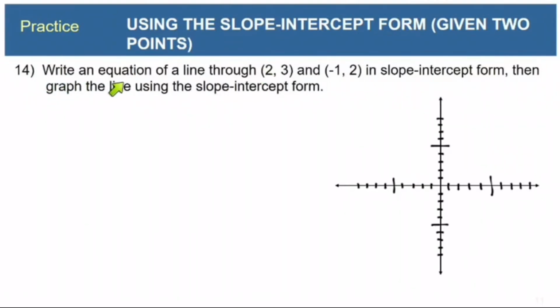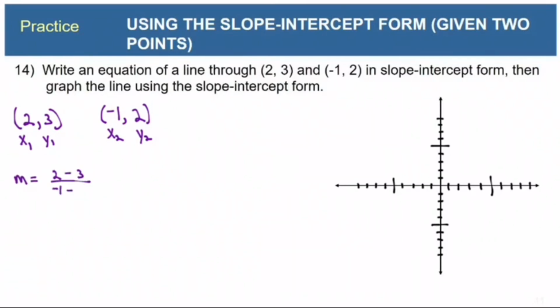If we're going to write the equation of a line, we're going to need the point-slope formula, which means we're going to need to know the slope of the line. So let's use these 2 points first to find slope. The first point is x1, y1, and the second point is x2, y2. Now plugging into our slope formula, we'll have 2 minus 3 over negative 1 minus 2. 2 minus 3 is negative 1. And negative 1 minus 2 is negative 3. Negative 1 over negative 3 is positive 1/3.